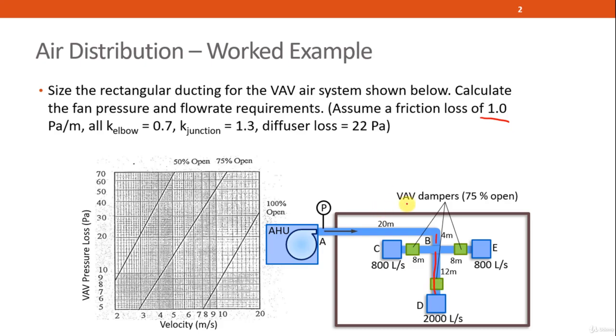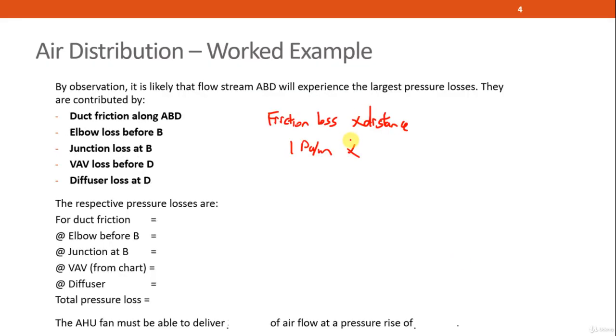Take note that you shouldn't add in the side branches. That means the 8 meter side branches you shouldn't include in your pressure loss calculation, because we are only focusing on the longest duct. So 1 Pascal per meter multiplied by 36 meters will give us 36 Pascal. So we have calculated the first one.